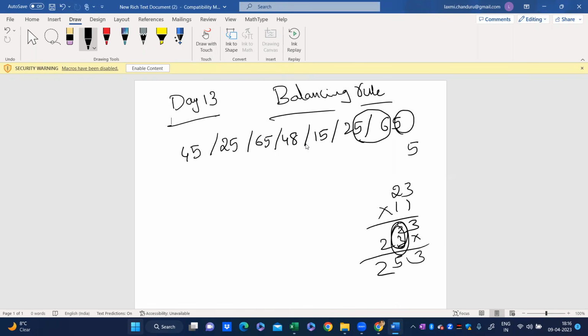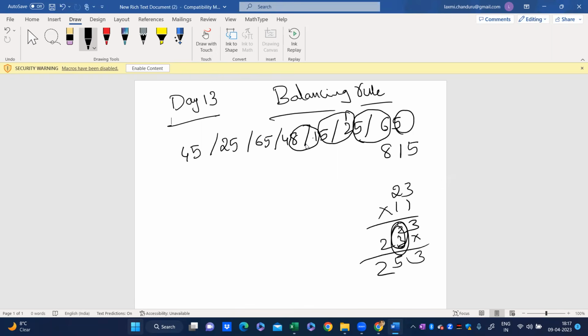Similarly here also in the balancing rule, the end digits you should write like that only, and in between you should add the middle digits. 5 and 6, how much? 5 and 6 is 11. 1 is carried over and write the 1 here. Next, again two digits you need to add. 5 and 2 plus 1 is 3. 5 and 3, how much? 5 and 3 is 8. Again you need to add the middle digits. 8 and 1, how much?